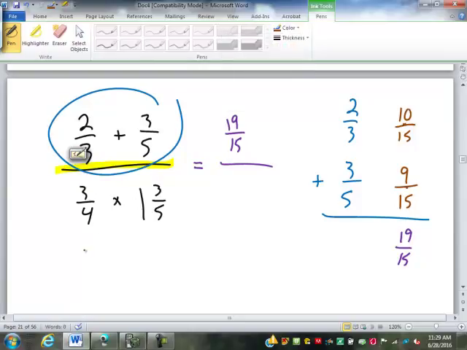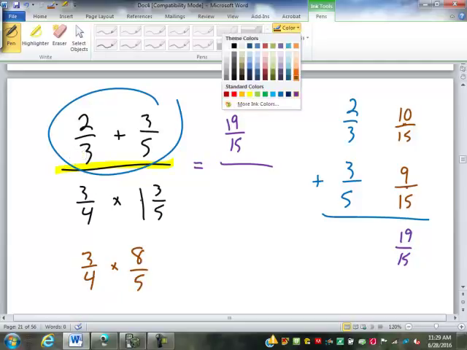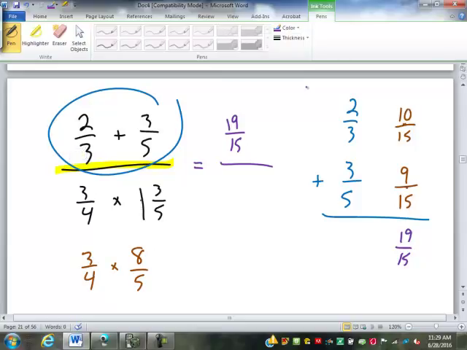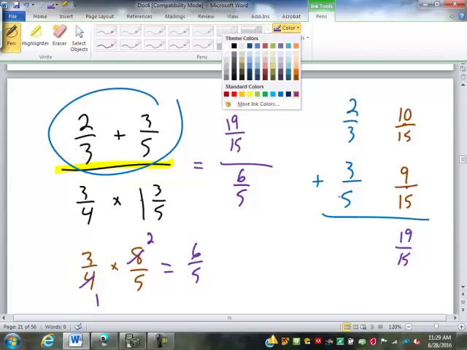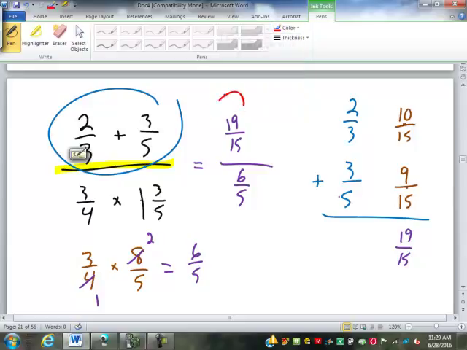On bottom now, 3/4 times 1 and 3/5. The 3/4 isn't going to change, but what's going to happen to the 1 and 3/5? 5 times 1 is 5 plus 3 is 8/5. Into an improper fraction. And then cross cancel. 4 and 8 can both be divided by 4 to give me 1 and 2. 3 times 2, 6. 1 times 5, 5. 6/5. Now, again, I'm going to leave that improper because now I have to divide.